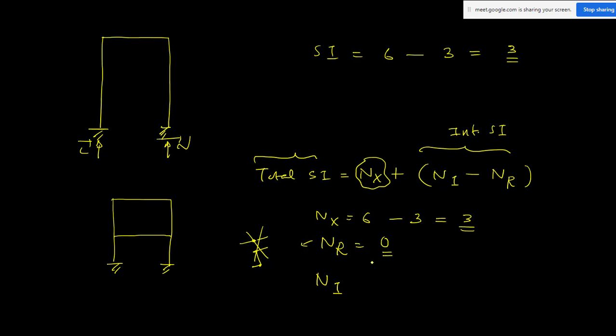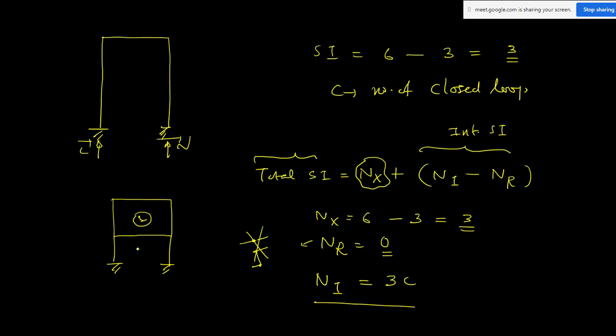So now we can understand the equation. Ni is 3 times C. What is C? C is the number of closed loops. Because if you take any section, there will be three internal reactions. That is why the 3 is here. So in this frame, the number of closed loops is this one. This is a closed loop.